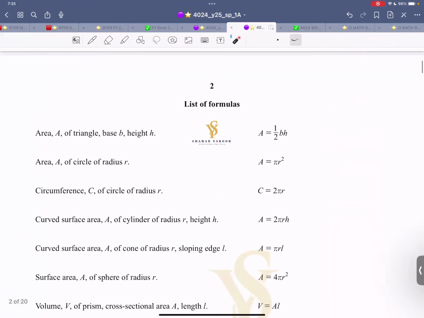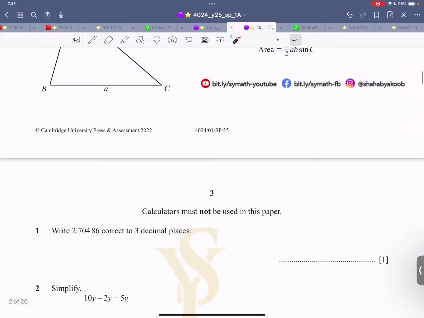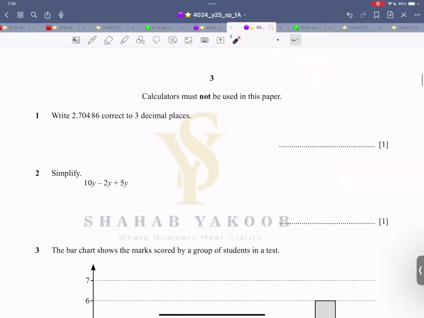Now the time is 7:35. That's the formula booklet that we can use. And let me write over here the time right now. So we are starting at 7:36 p.m. And let's solve the first 5 or 10 questions. Let's get started.